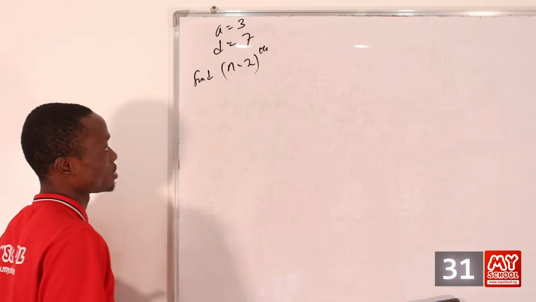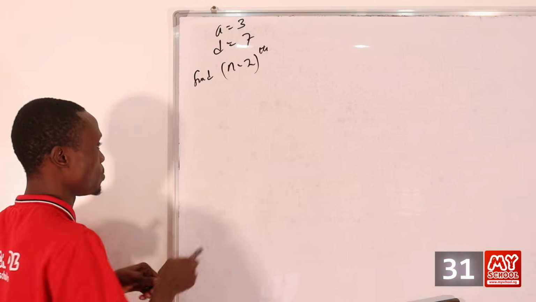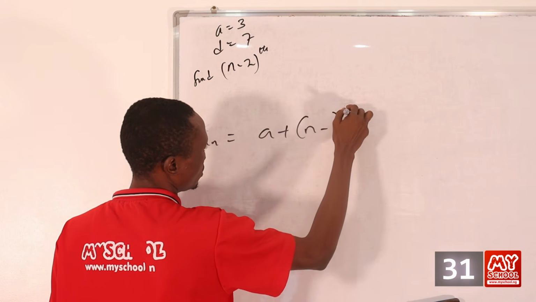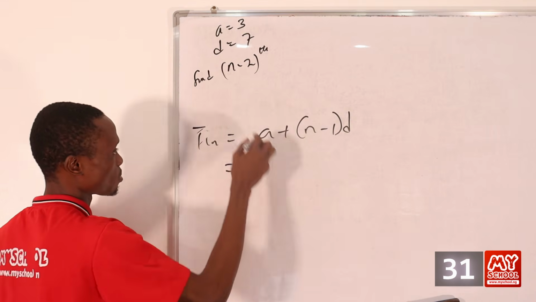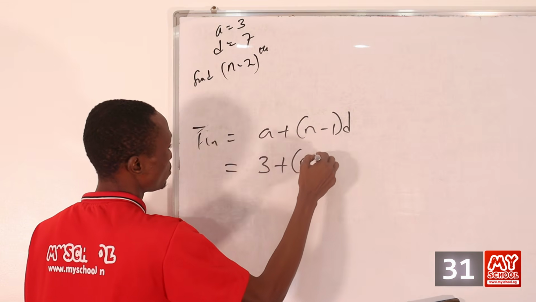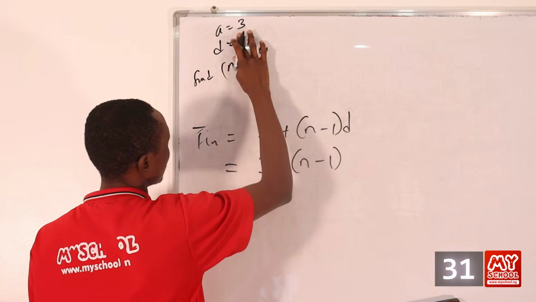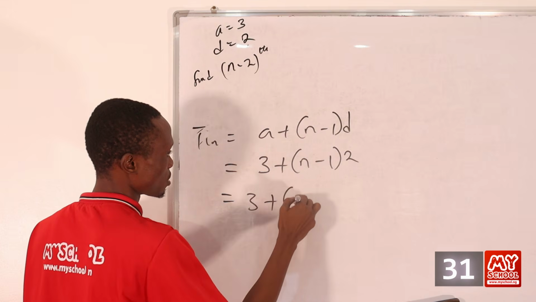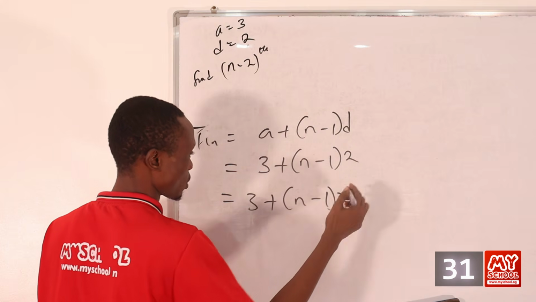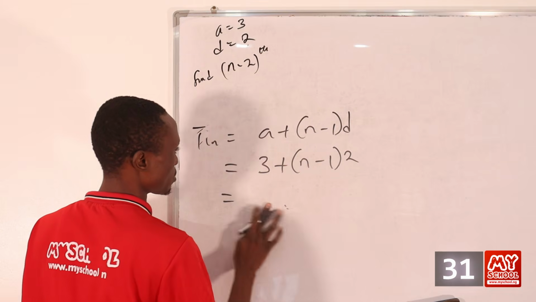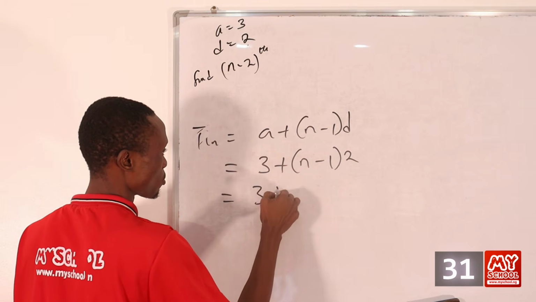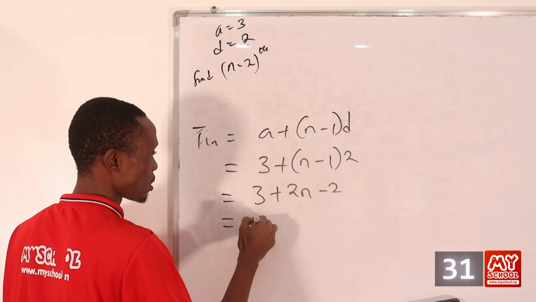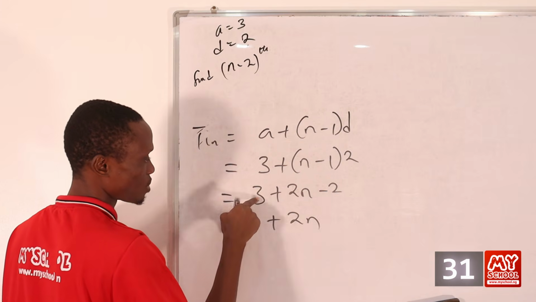But remember the formula for calculating the nth term of an AP is given as A plus n minus 1, then D, right? So let's fill in those values. Here our first term is 3, then plus n minus 1 bracket, the common difference is 2, so we have 2 here, right? So we'll have 3 plus n minus 1, 2, okay? So let's just open this bracket. We'll have 3 plus 2n minus 2, right? If we simplify this further, we'll have 1 plus 2n, because here we have 3 minus 2, plus 2n, right?